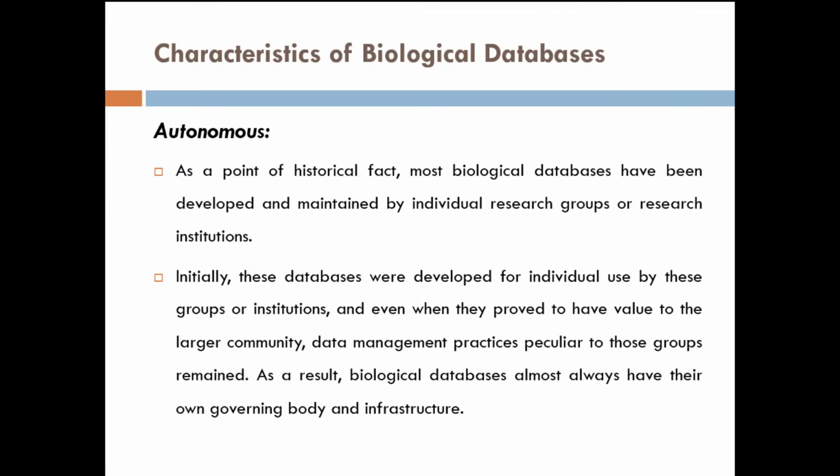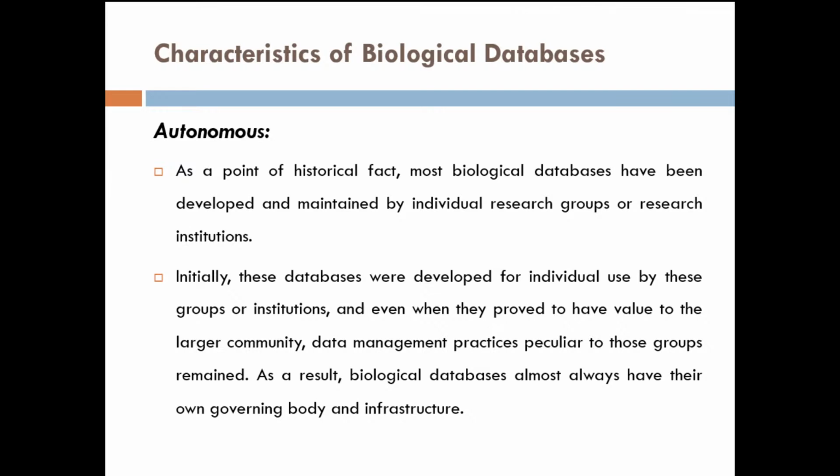Likewise, throughout the world, different countries are there, different laboratories, different research groups. So anyone can make a database. That's why it is called autonomous. All the databases are autonomous. They are made by different research groups, different organizations, different countries. So all the databases are autonomous. There is no central control over it.